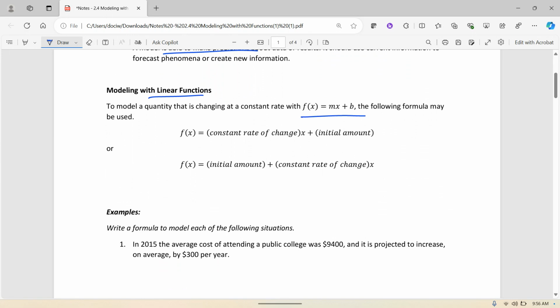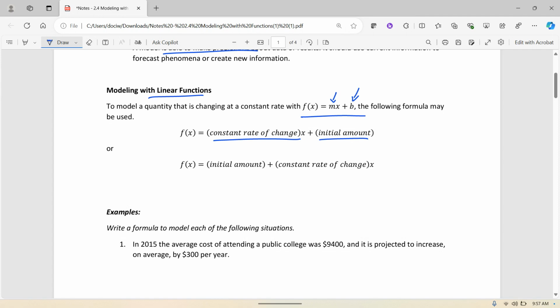Okay, remember that b is often called a y-intercept, or better, it's called an initial value, the amount that you begin with. So the initial amount or the initial value. M, which is normally referred to as slope, is actually the rate of change. So we have a constant rate of change.